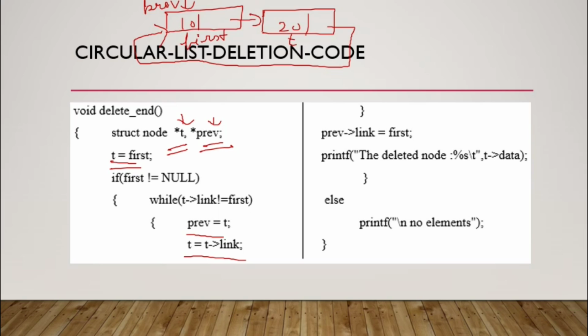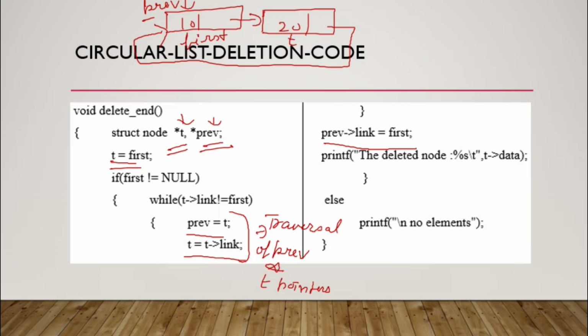So the pre pointer will always be one step behind t. This is nothing but traversal of pre and t pointers, as simple as that. Now when t of link becomes equal to first, these steps will not execute. It will go directly and execute pre of link is equal to first.